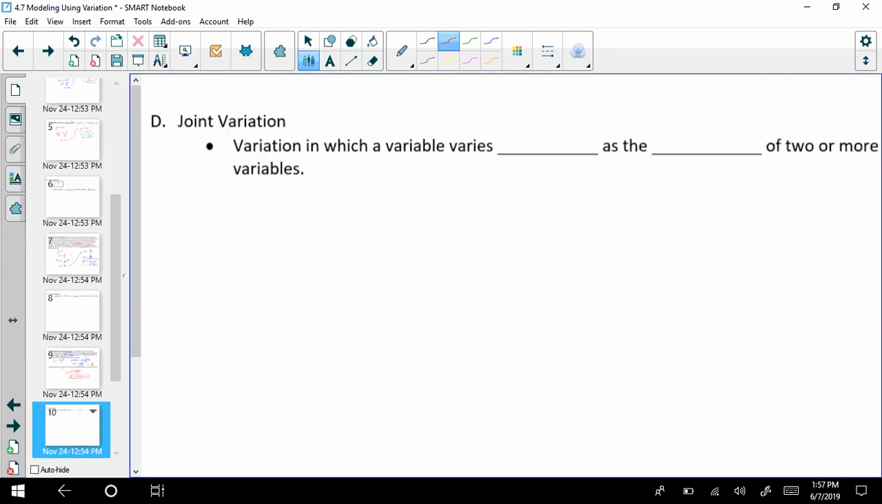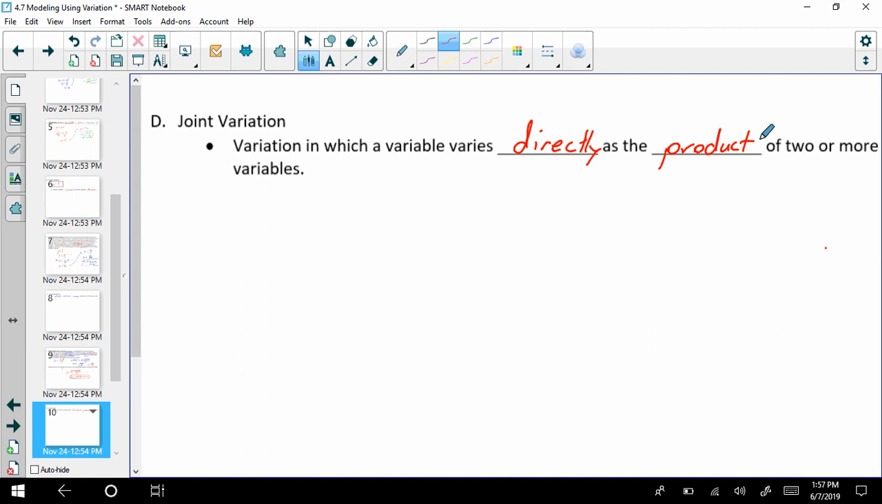All right, the third and final type is called joint variation. What this looks like when you're dealing with variables, it's variation in which a variable varies directly, so you're going to see them directly across from each other, as the product of two or more variables.